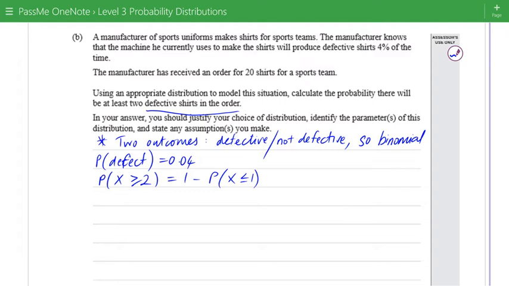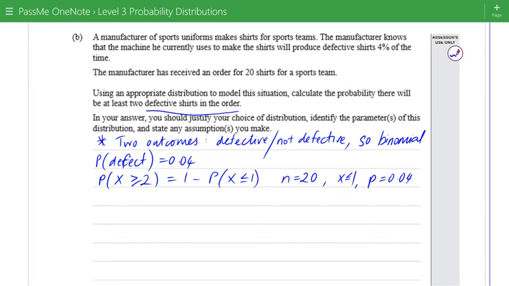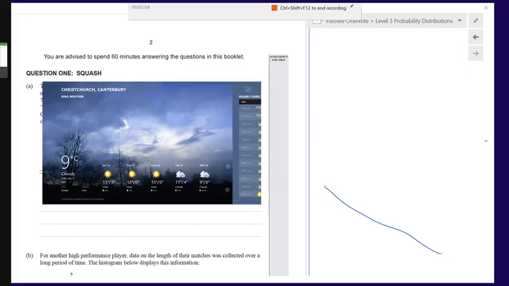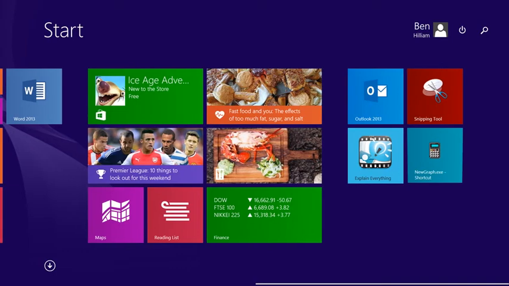Okay, now in this problem, the number of trials is 20 because we've got an order of 20. And our X that we're working out is going to be up to 1, so less than or equal to 1, and our probability is 0.04. And so those are the variables that we're going to have to put into our calculator. Okay, so let's bring up our calculator if we can.